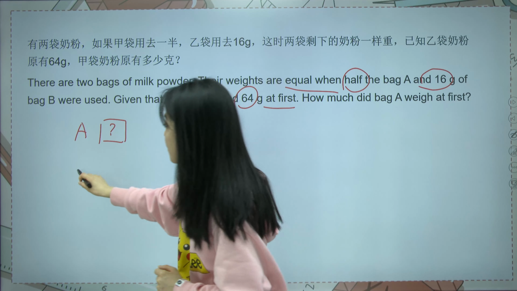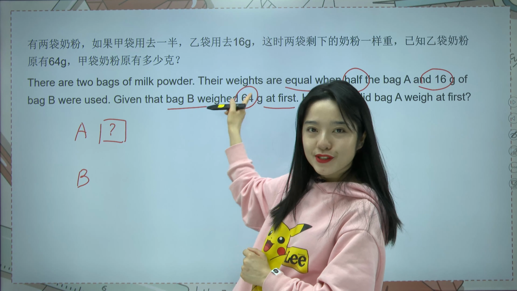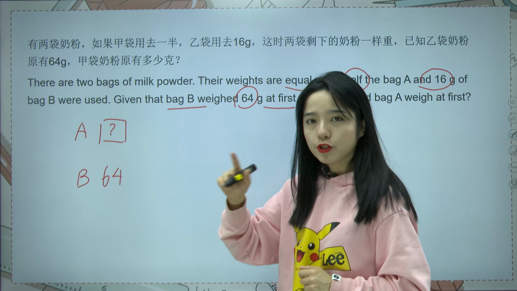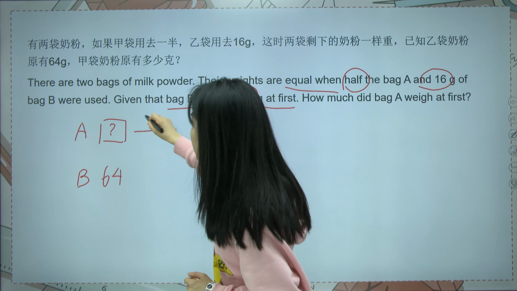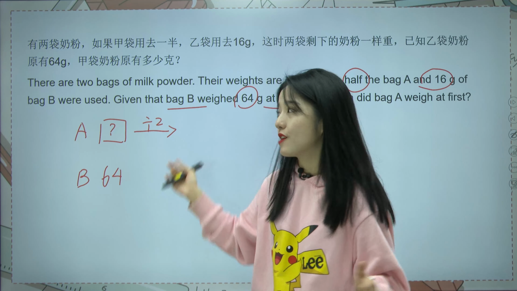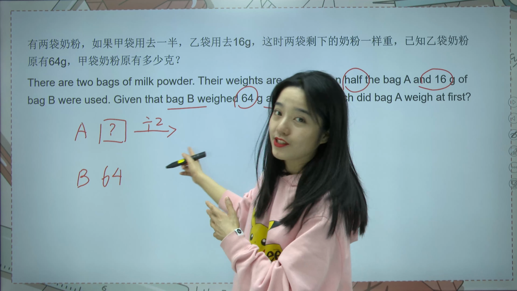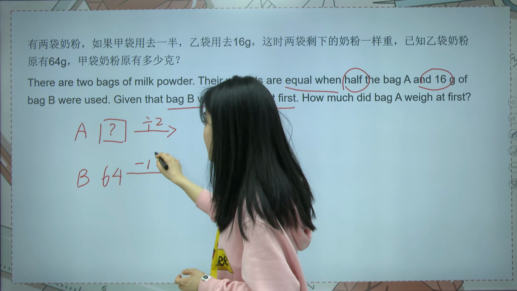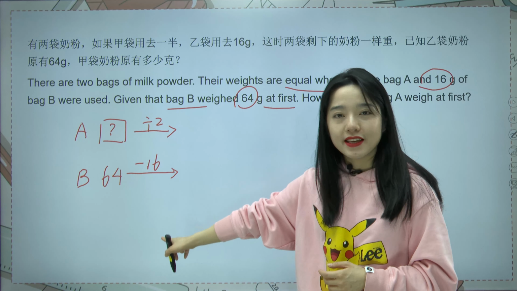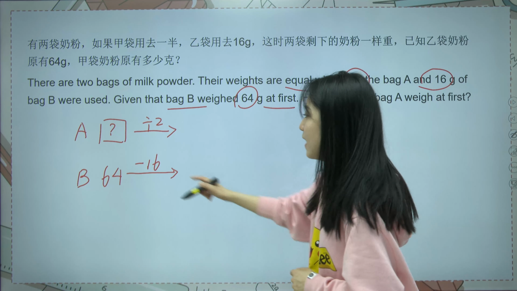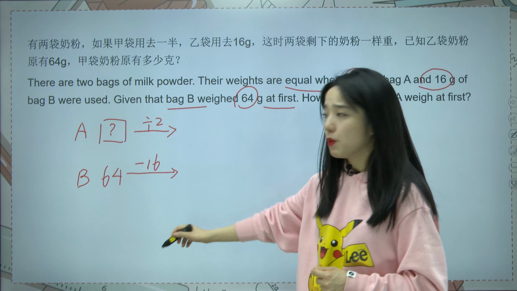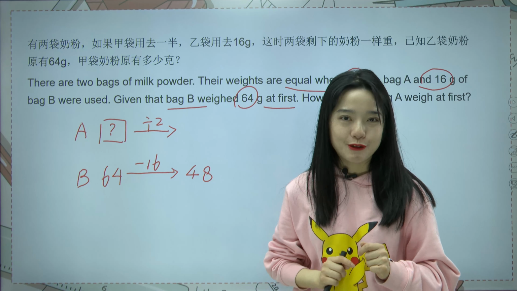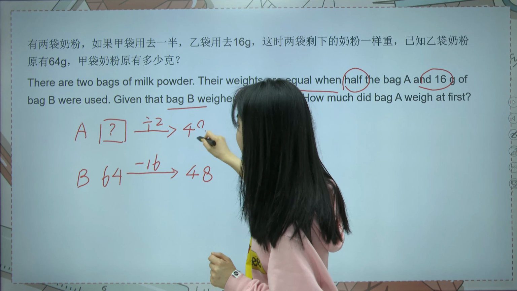But we know at first B weighed 64 grams, so 64 here. And after using half of A, so divided by 2. We don't know how much A weighed at last, but we know B used 16 grams, so minus 16. Now finally, how much did bag B weigh? 64 minus 16 equals 48. And we know finally they became equal, so A is also 48 grams finally.